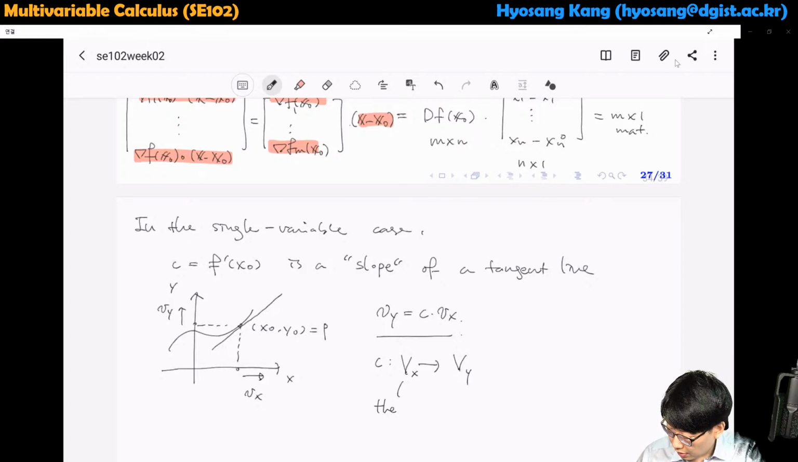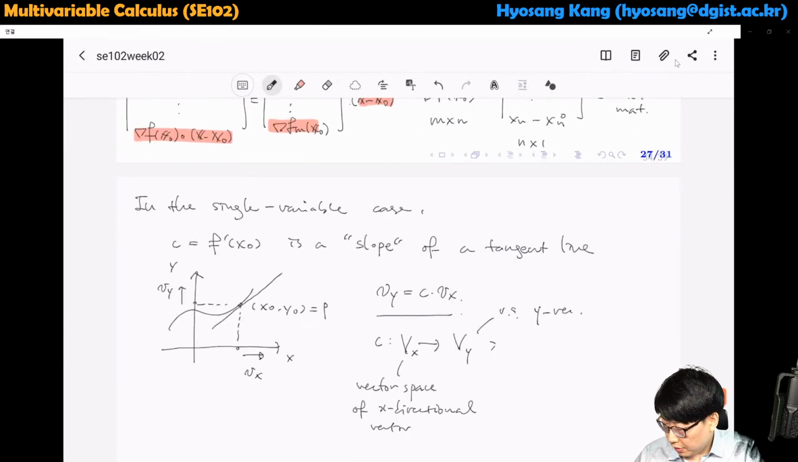So this is the vector space of x directional vectors, and this is the vector space of y directional vectors, and c maps this vx to vy, defined as c times vx. So it's a very simple observation, but it generalizes to the geometric meaning of the differential in the multivariable function.